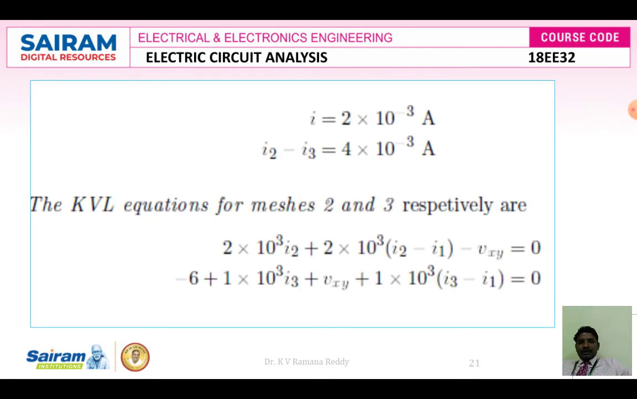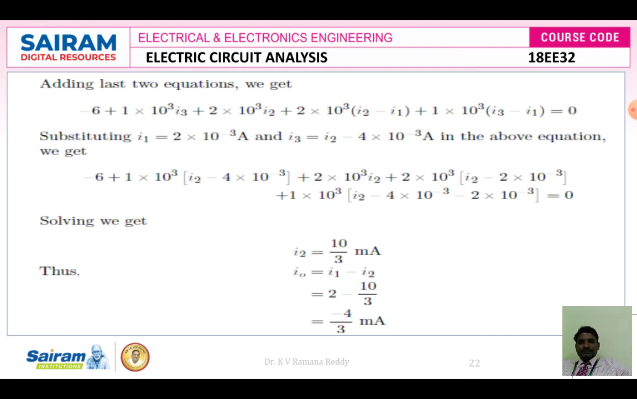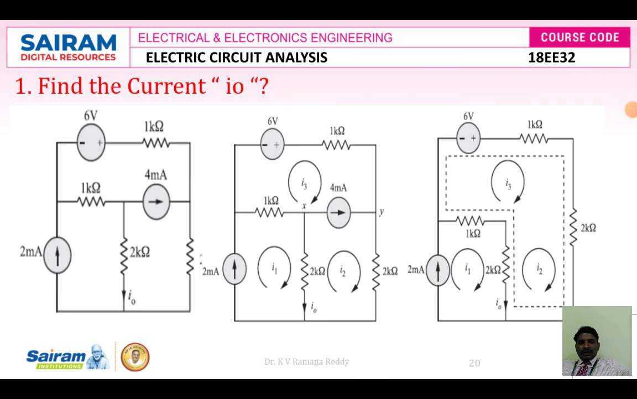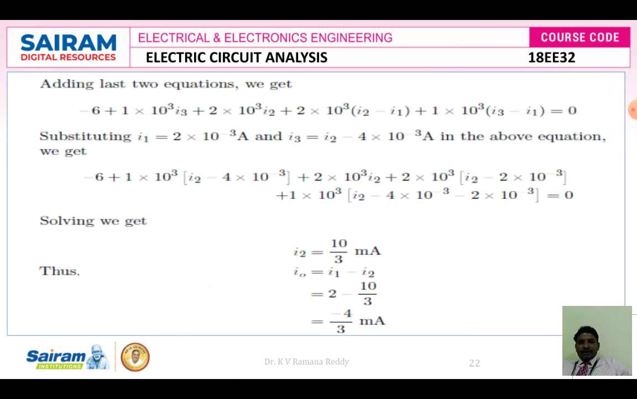From there I naught is equal to I1 minus I2. Already I know that I1 is equal to 2 milliamperes and I2 is equal to 10 by 3. If you take the LCM, I0 is equal to minus 4 by 3 milliamperes. This is the way to find the solution for the given circuit, especially how to apply the supermesh analysis to overcome the difficulty when a current source is located between the boundaries of two meshes, and to find the answer. Thank you.